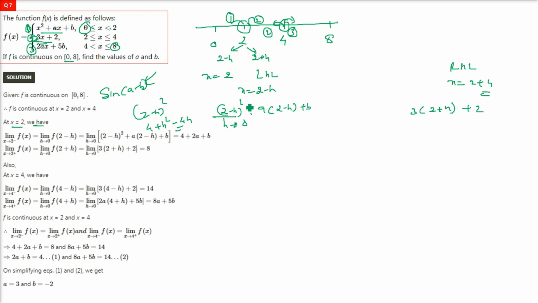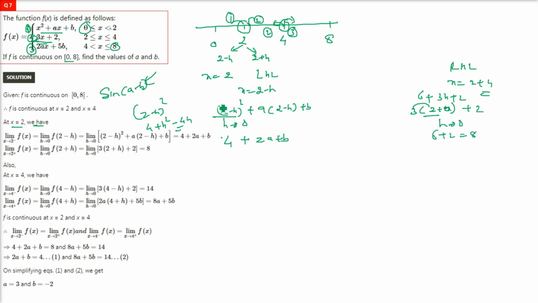In the previous question we saw sin(a minus b) has to be opened, then h tends to 0 has to be put. So h is 0, I am putting: 2 square is 4, plus 2a, h is 0, so 2a plus b. Again here, 3 into 2 plus h gives 6 plus 3h. This is how you have to do it. I am replacing h by 0, but you have to do it by 3 into (2 plus h), 6 plus 3h. So as h tends to 0, you get 6 plus 2, which is going to be 8.